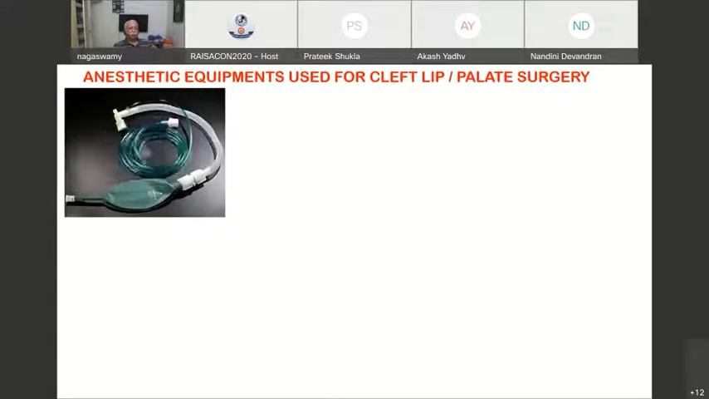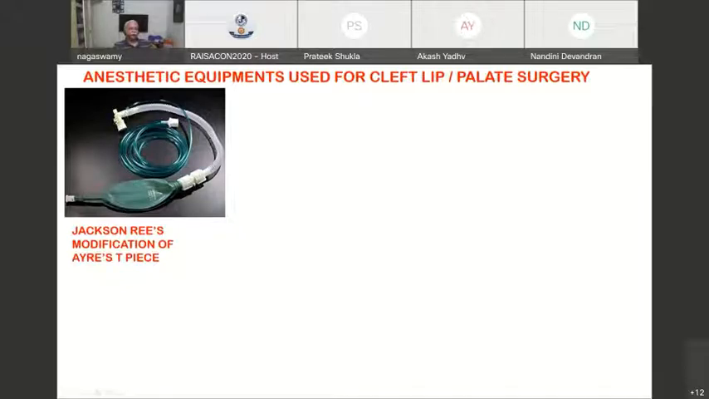Now, what are all the equipments needed for this particular surgery? We usually use this Jackson-Rees modification of Ayre's T-piece, which I have told you. Can anyone identify what this is for? There is a cap closing something here. Capnography, sir. Capnography attachment. Very good. It is the outlet for your ETCO2 sample line connection.